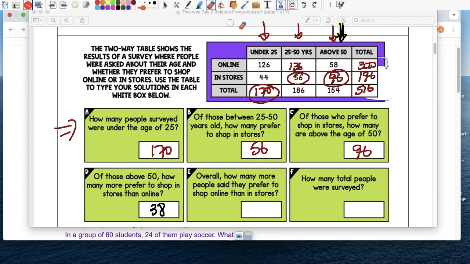How many more people said they prefer to shop online than in store? Well, this one doesn't say anything about their ages, so simply we have to look for the total.